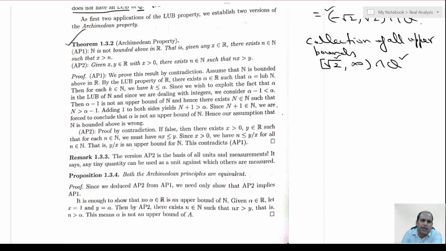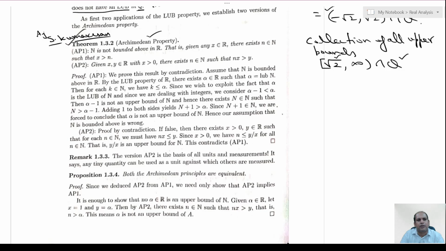So the next theorem is the Archimedean property of real numbers. Its statement has two principles. I am doing it from the book of S. Kumaresan and Ajit Kumar. This I am referring from this one.